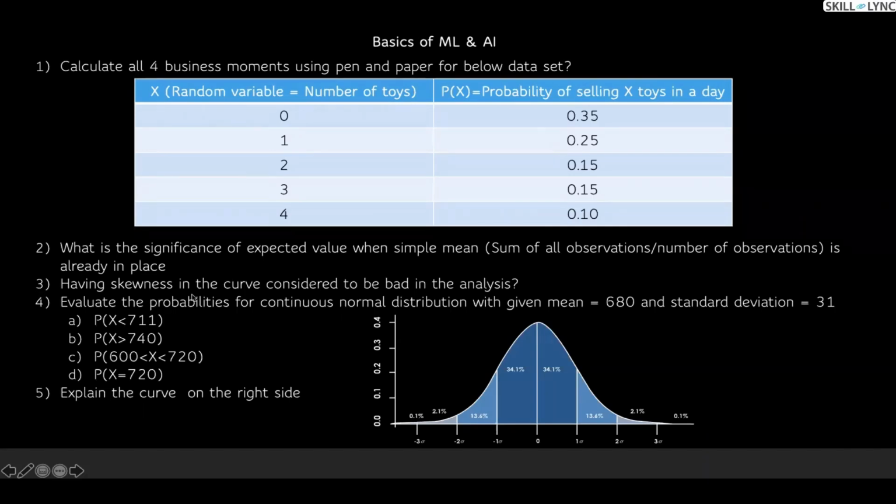Third one, is having skewness in the curve considered bad in the analysis? Do you consider having skewness in the curve good or bad? Just guess, no? Just think and write the answer whether it is good or bad. If you didn't work on it, just think and tell me, just type it, whether it is good or bad. Okay. In statistics, when you calculate something, you have to be very conscious when we are making a point.